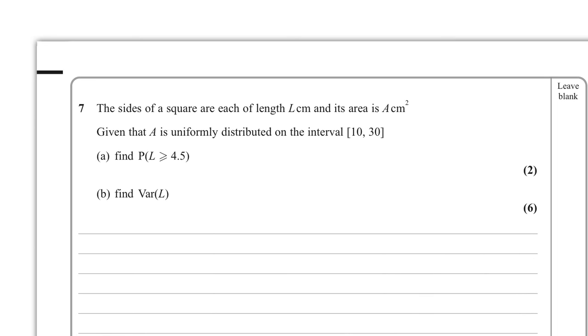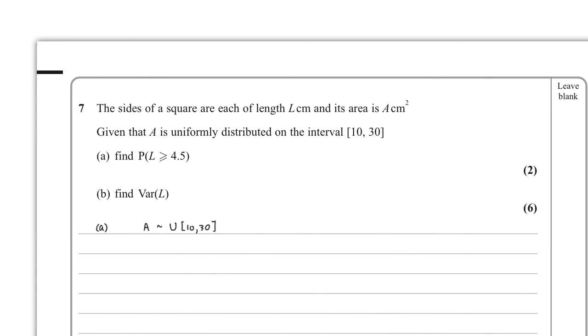Here's the last question. The sides of a square are each of length L centimeters, and its area is A centimeters squared. Given that A is uniformly distributed on the interval 10 to 30, find the probability that L is greater than or equal to 4.5. We're going to start with the distribution of area. So in this case, area has uniform distribution, starting from 10 centimeters squared to 30 centimeters squared. And this is the area of a square of length L.